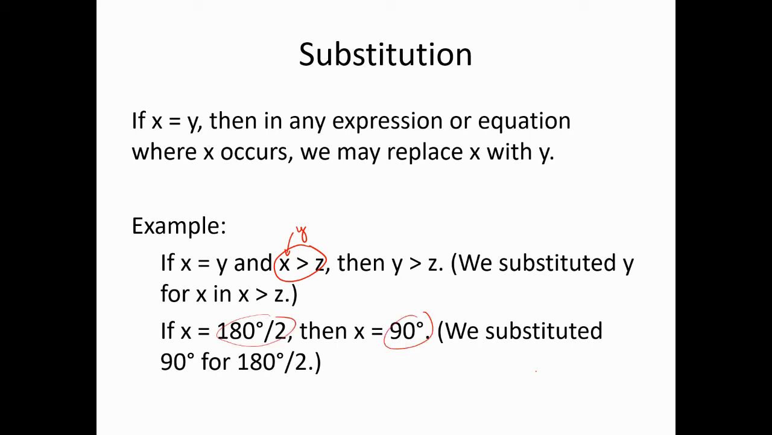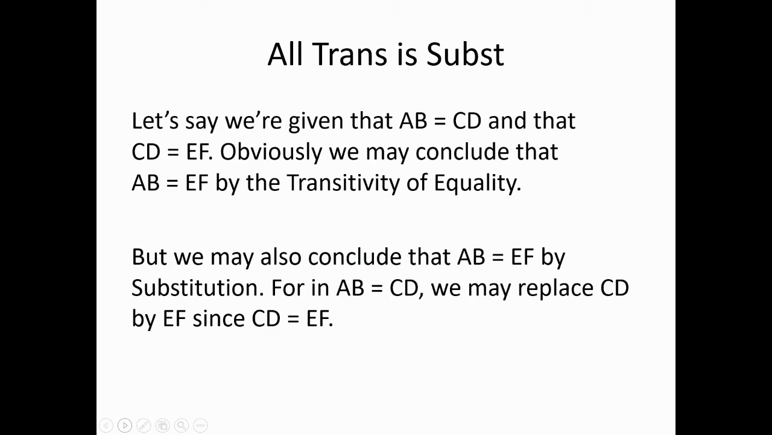The left-hand side in both is x equals. So what happened is that the 180 over 2 was replaced by what it is equal to, that is 90 degrees. And whenever we replace something by what it is equal to, that is always substitution. Now, there is a certain relationship between what I call transitivity and what I call substitution. All transitivity is an instance of substitution. Like transitivity is a specific variety of substitution.